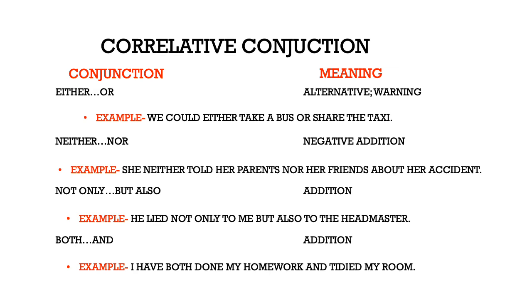Both and, meaning again addition. So I have both done what? My homework and tidied my room. So I have done these two actions. Okay, so correlative conjunctions always appear in pairs of words. They are multi-word conjunctions.